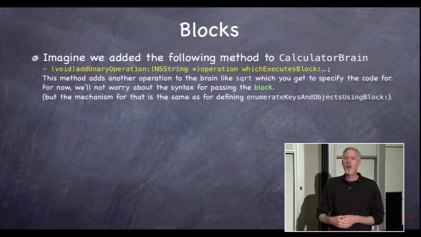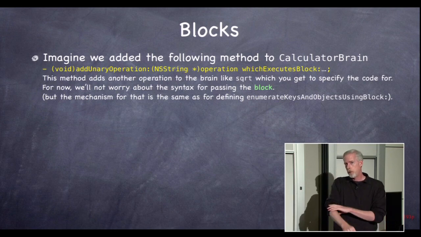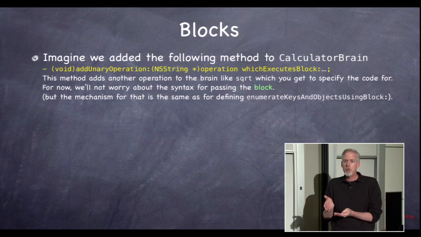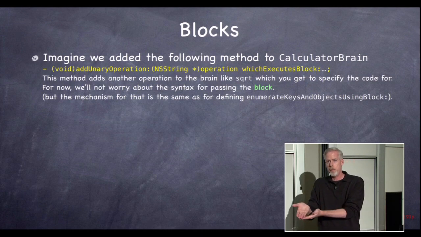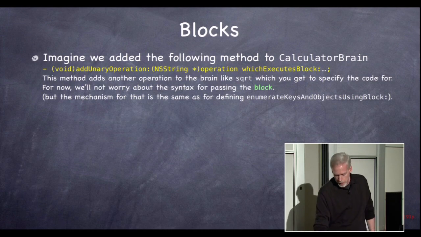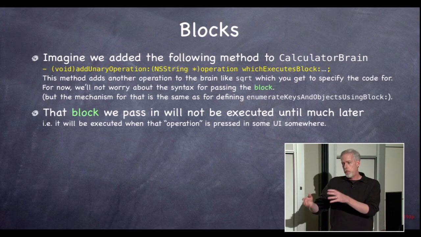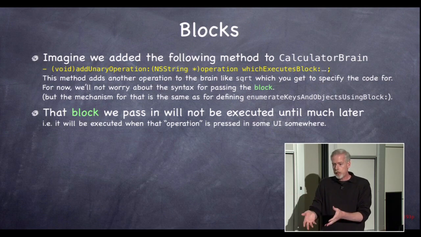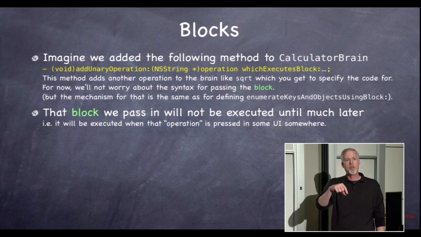We could also add binary operations, or operations without any arguments. We could have a bunch of this stuff. But we're going to focus on add unary operation because I want to show you what it would look like to use a block in the implementation of a method. So how you would make a method that takes a block as an argument. The block that we pass in this case, the little piece of code to execute for our custom operation, is not going to be executed right now. It gets executed later when someone presses that button with that name, right? So our calculator brain, in other words, is going to hold on to this block.